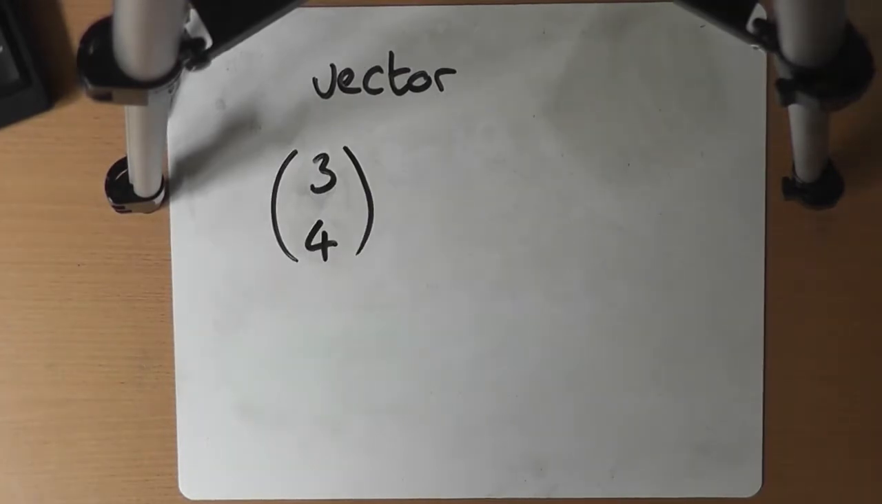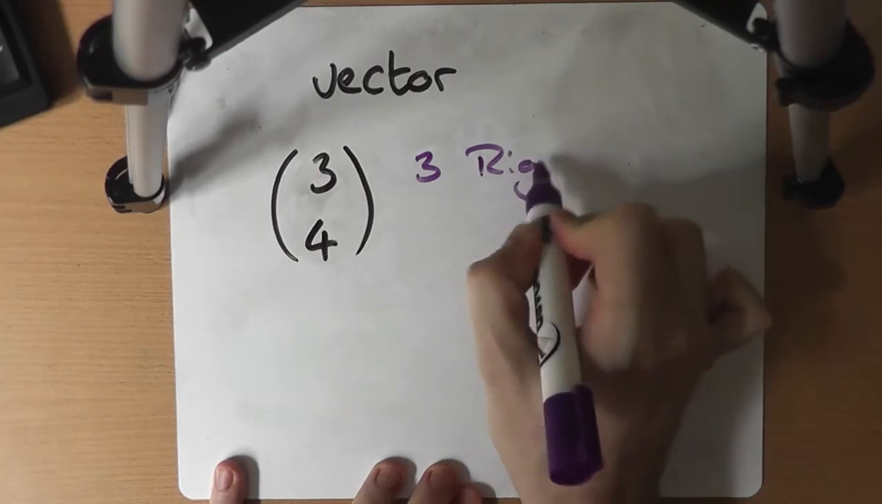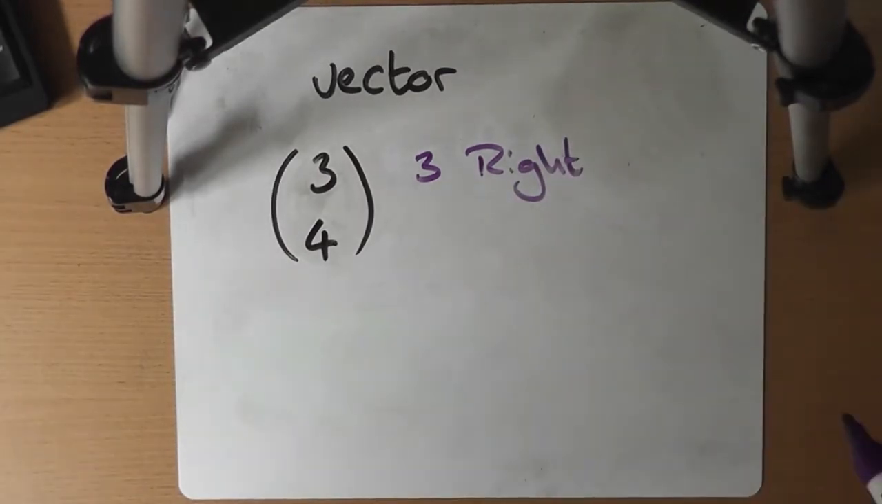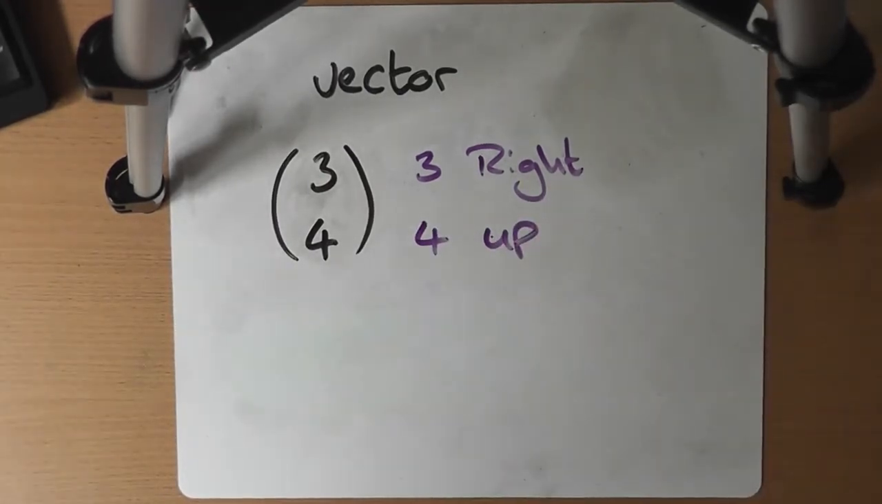So just to finish up where we started, this particular vector has 3 on the top, a positive 3, so it will be 3 to the right. Positive 4 on the bottom, so it would be 4 up. 3 right and 4 up.